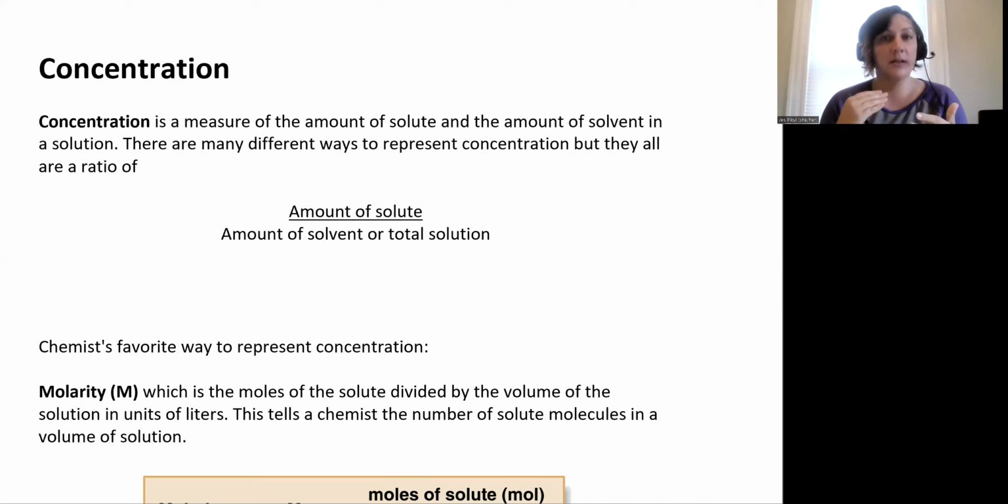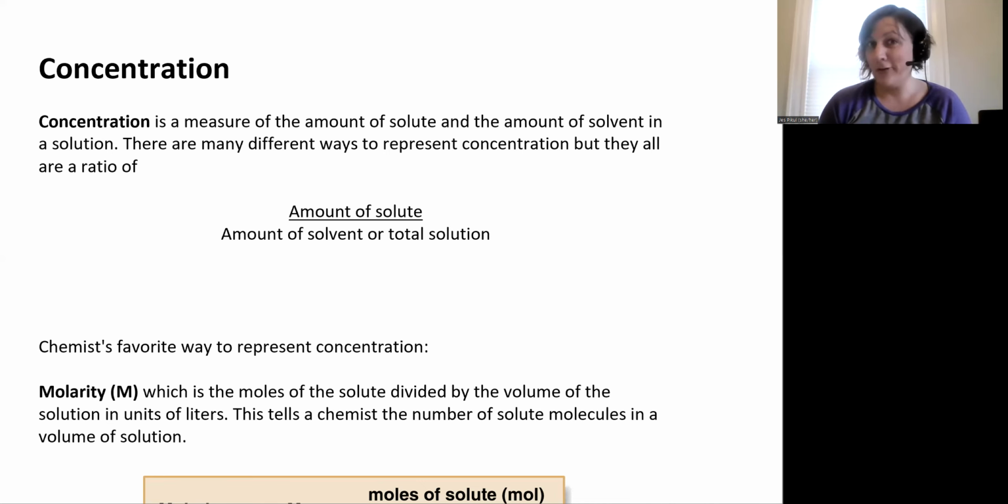So I'm going to go through some of the common ones that you probably already are aware of in your daily life and the ones that we use in chemistry, and then focus in on the concentration used to track the amount of cannabinoids in cannabis.